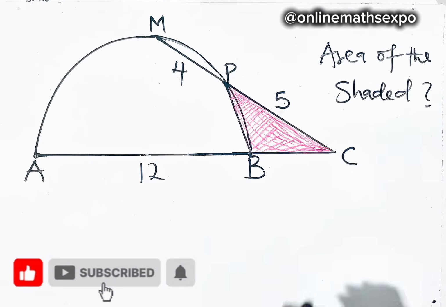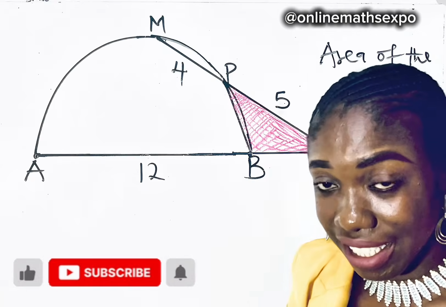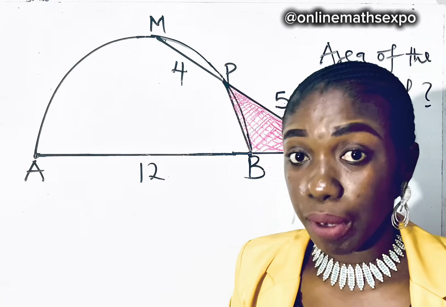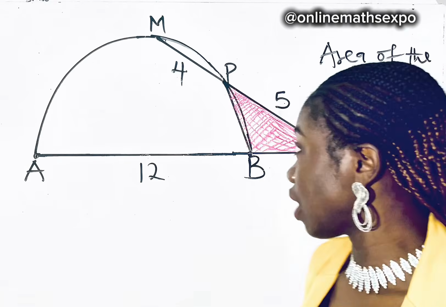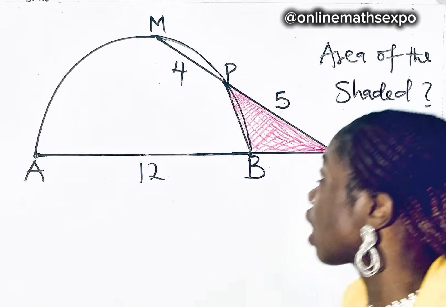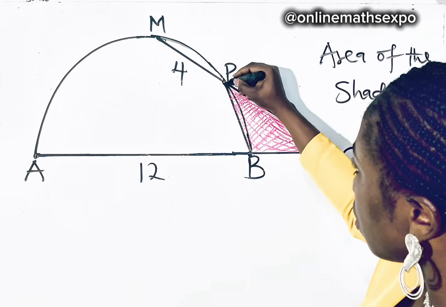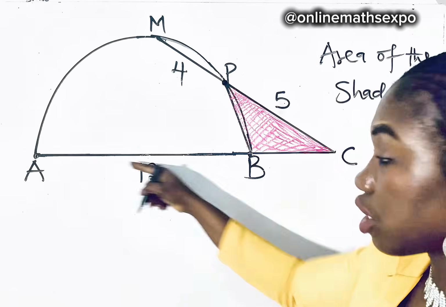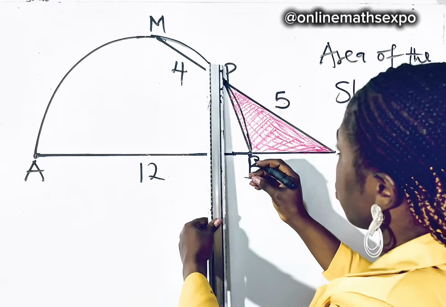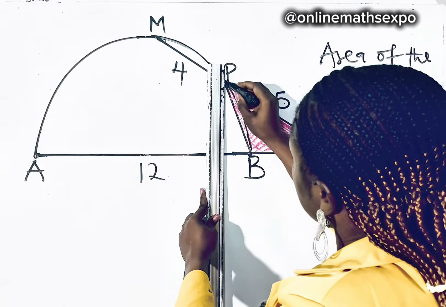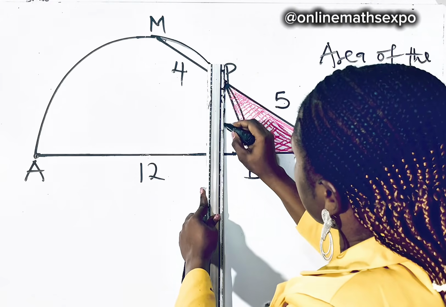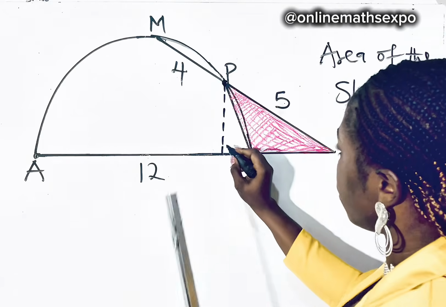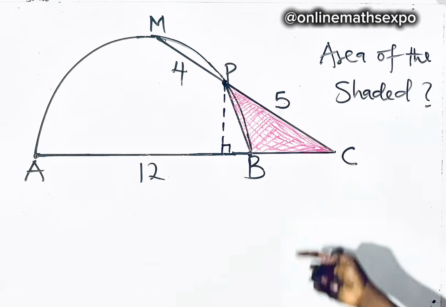It means that we need to identify the height. And you know that the height is a perpendicular line. So in that case, we can drop a line from this top to touch this diameter. So we can do it this way. So this is what we have. This has become the height of this triangle.